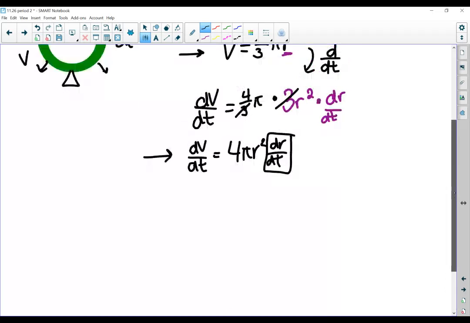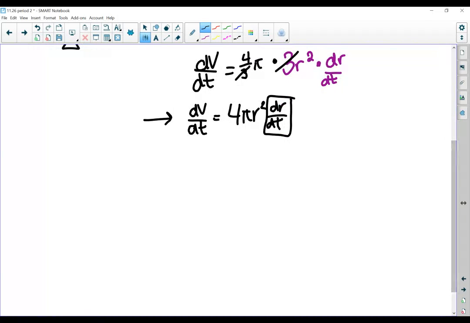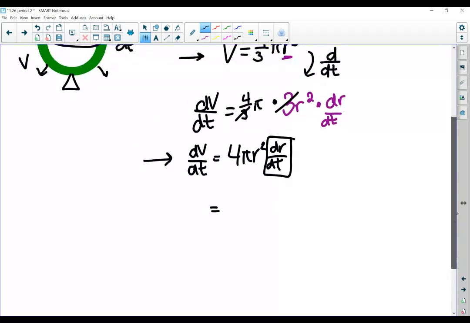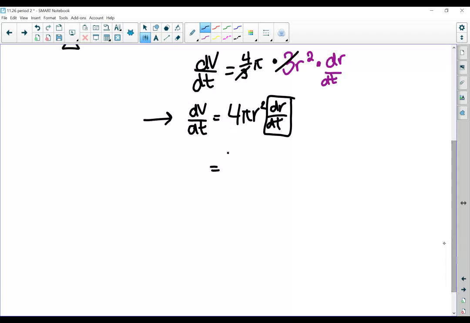So here's what I'm going to do. I'm going to figure out all the information that goes with this problem at this moment, and plug in all that information to make sure I have everything I need. At this moment that I'm freezing this balloon at this instant, I know the radius is 5. So I'm going to plug in 5 for the radius.